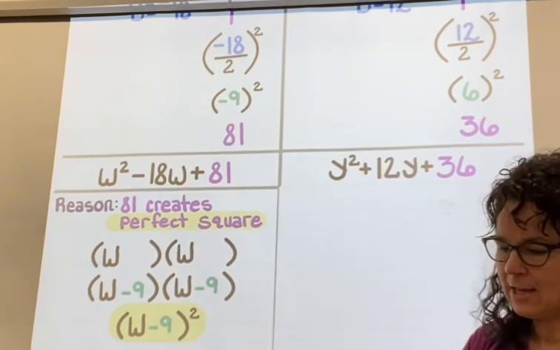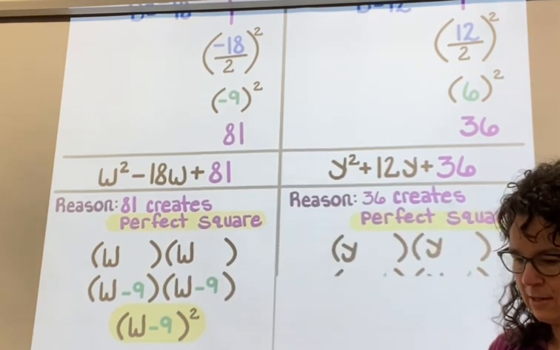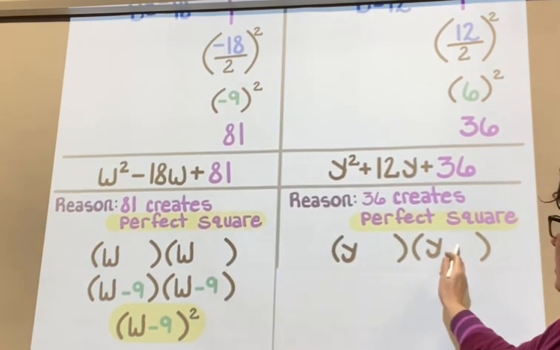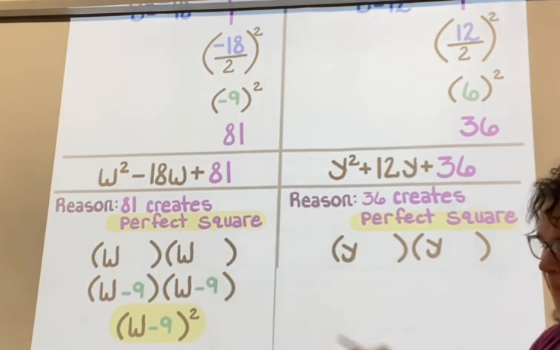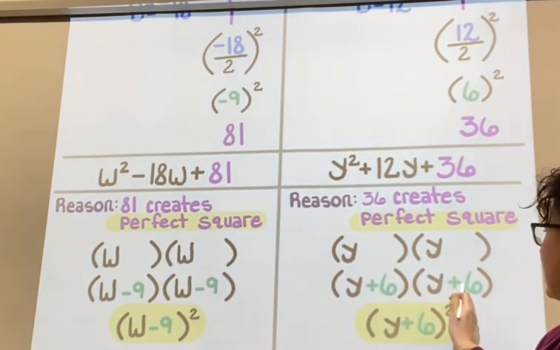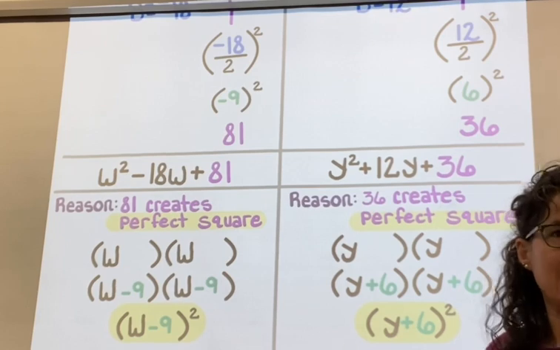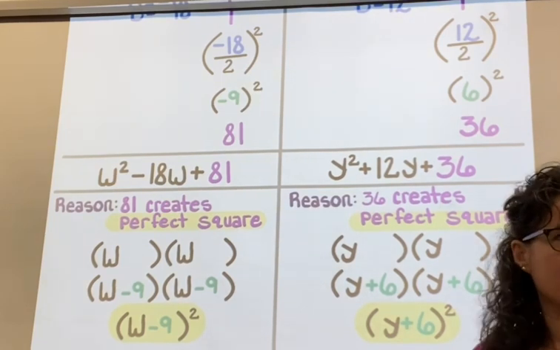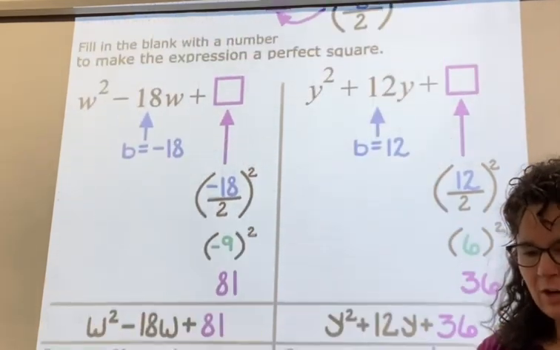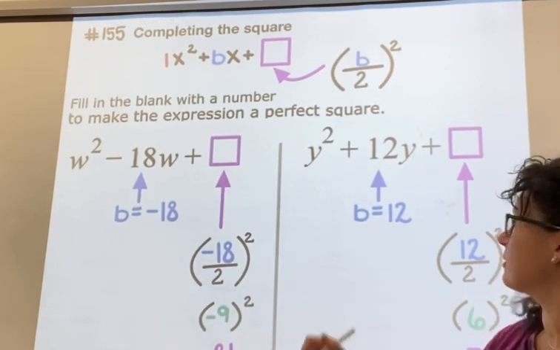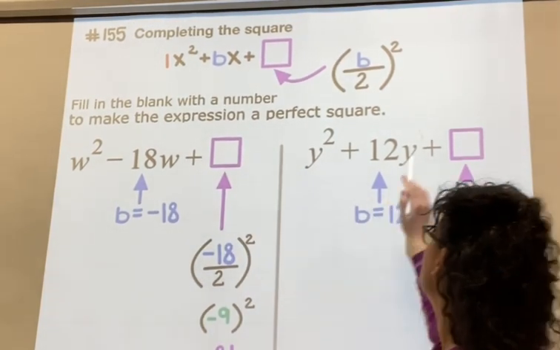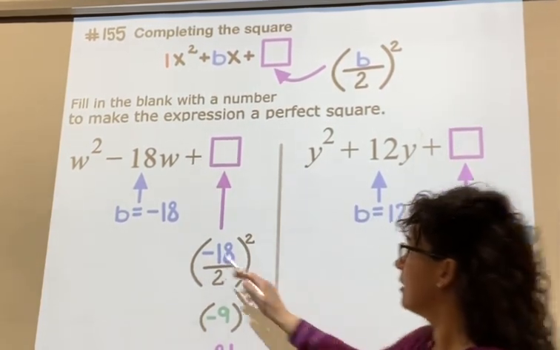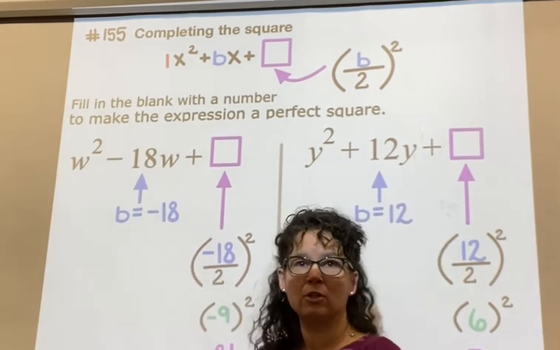In this one here, we chose 36 to put at the end, and if I factor this, we're going to end up here with y plus 6 times y plus 6, and then we have y plus 6 squared. Okay, but as far as this topic goes, you're just figuring out what number goes here and what number goes here. So you take the b term, divide it by 2, and square it.